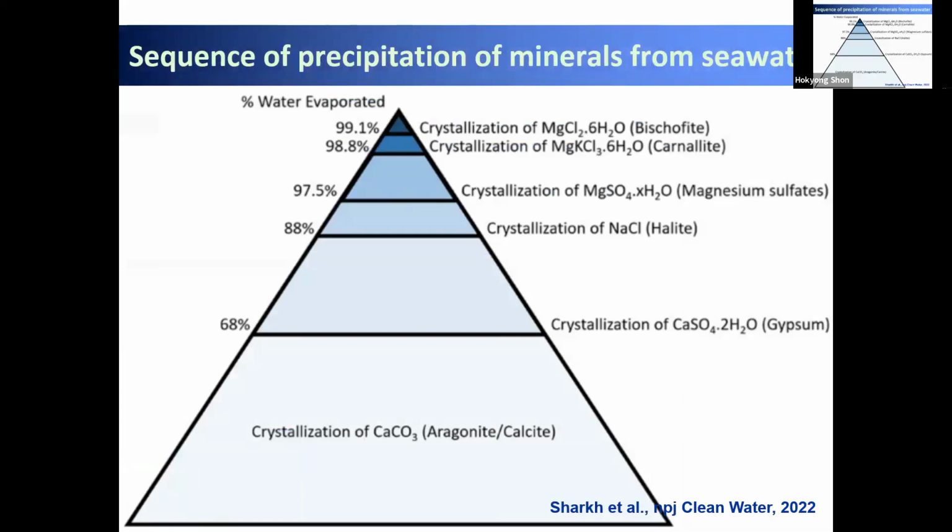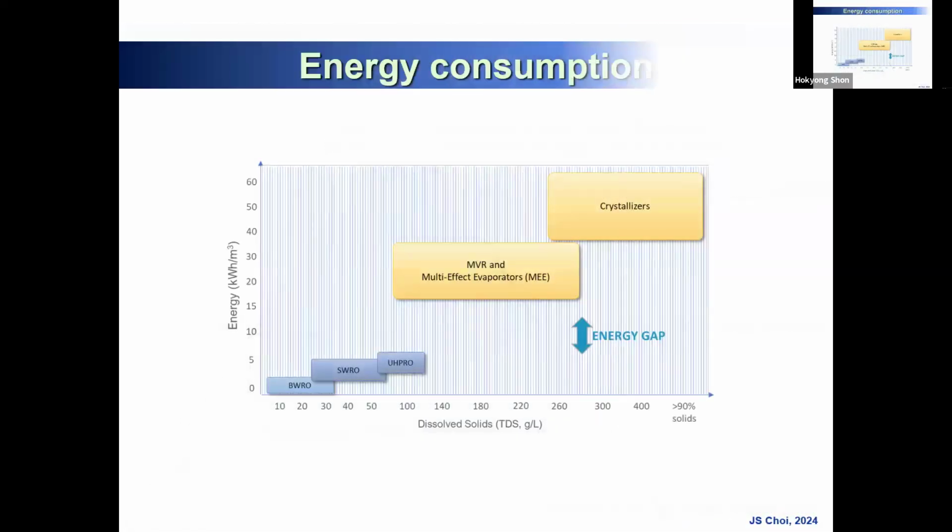So initially, calcium carbonate is easy to recover. Calcium carbonate is, as you mentioned, cement. Yeah, so construction material is easily recovered. And then calcium sulfate is next, and sodium chloride, magnesium sulfate, magnesium potassium chloride, magnesium chloride, and then magnesium metals you can try to recover. So that's how we can achieve it.